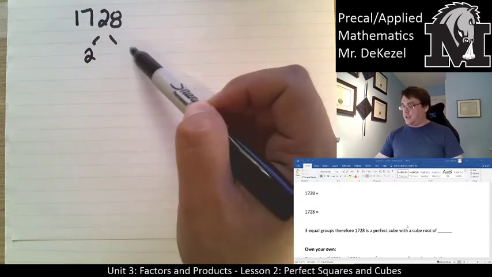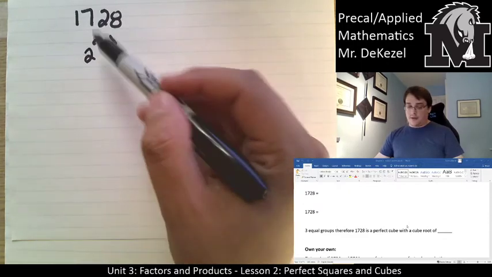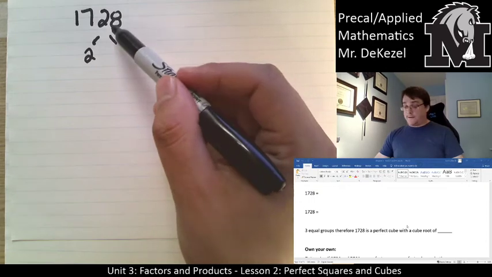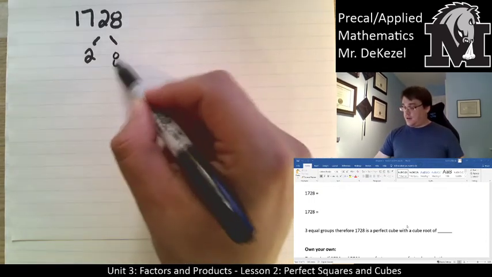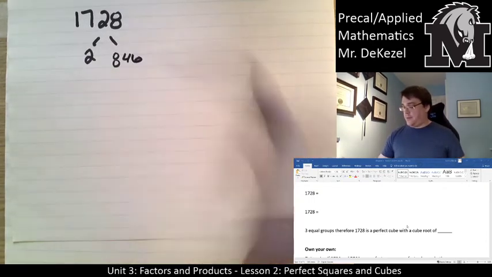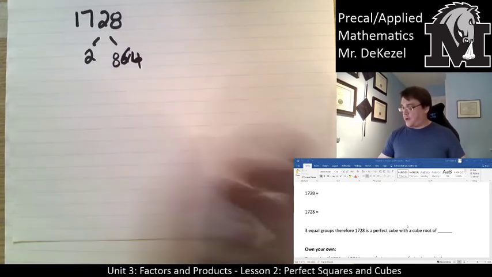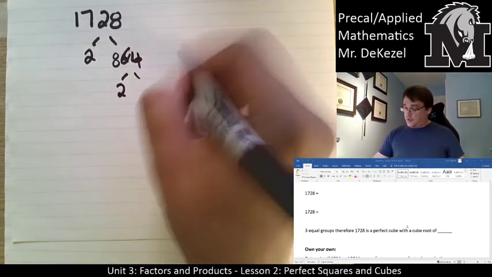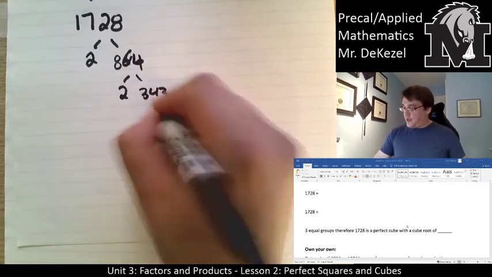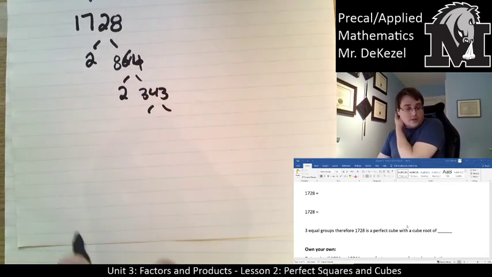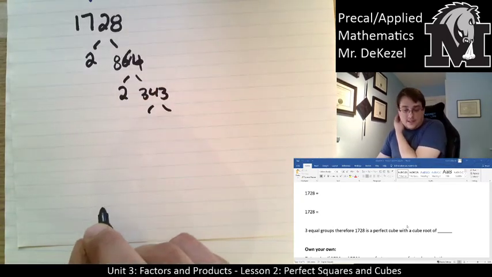I would get 14 on the end. What number would get me there? No, it would be, let's see, 800, and then 64 would get me there. 64. I can again divide that by 2. 343. I can no longer divide that by 2. Let's see.